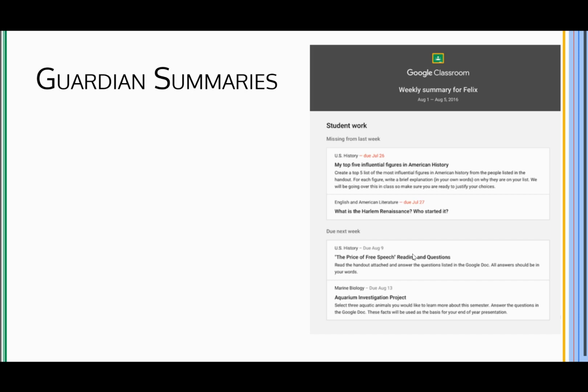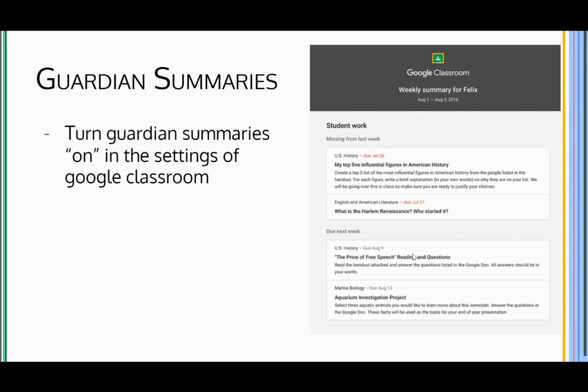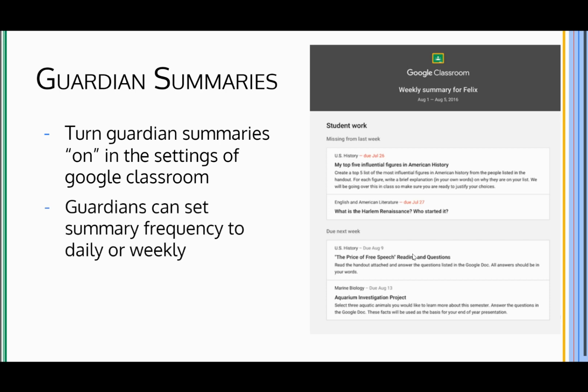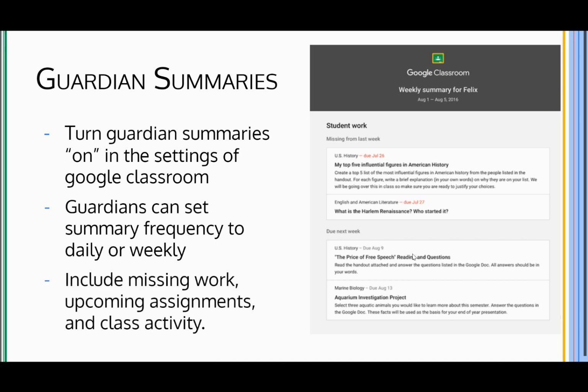Okay, let's talk about Guardian Summaries. This is something that Google pushes pretty hard, and it's actually interesting. So this is what a Guardian Summary looks like. And the way it works is you have to turn it on because it's automatically off, and then you have to put your Guardians in under the People tab. But then they have to choose when they want to get their summaries, whether they want them daily or weekly. And they include missing work, upcoming assignments, class activities, so the things that they did this week.